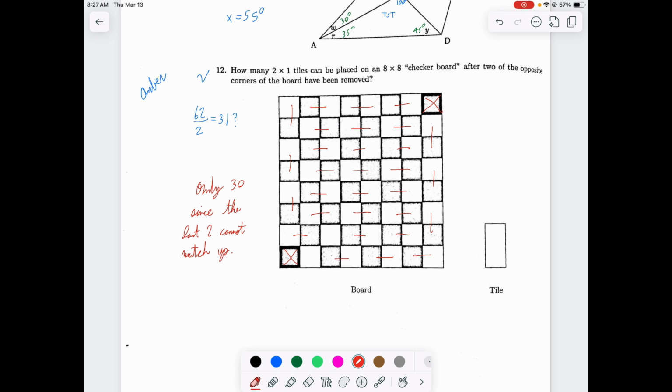And that is the big deal here. Those last two tiles just can't match up. And let me highlight these so we understand that in a little bit clearer way. This tile and this tile will never be able to intersect. And so we know that there can only be 30.